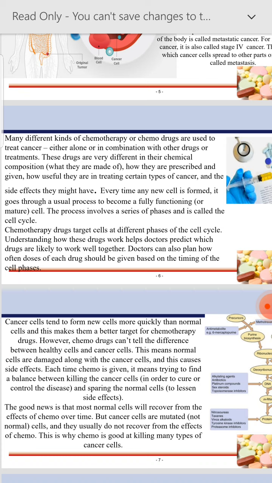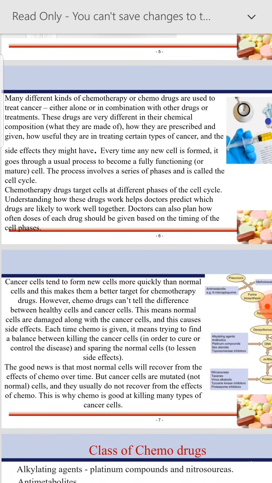It means trying to find a balance between killing the cancer cells and trying to control the disease, and sparing the normal cells to lessen side effects. The good news is that normal cells will recover from the effects of chemo over time, but cancers are mutated cells and they usually do not recover from the effects of chemo. This is why chemo is good at killing many types of cancer cells.